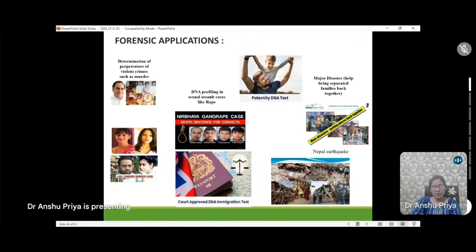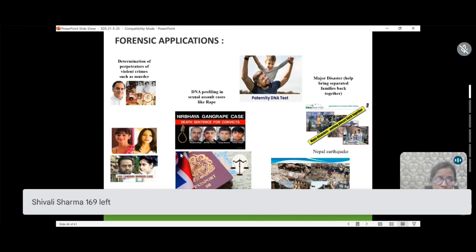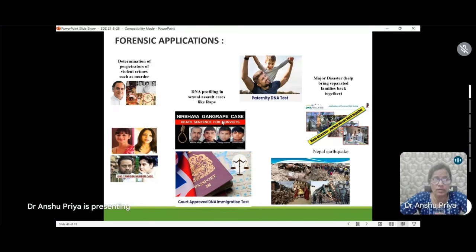So these are some forensic applications of DNA fingerprinting. DNA fingerprinting solved several cases like the Rajiv Gandhi assassination case or the Tandoor murder case. In a sexual assault case, the Nirbhaya gang rape case has been solved. It is useful in paternity tests and court immigration tests, and we are able to use DNA fingerprinting in case of mass disasters, like any earthquake or tsunami. So with DNA fingerprinting, we are able to put the pieces together.